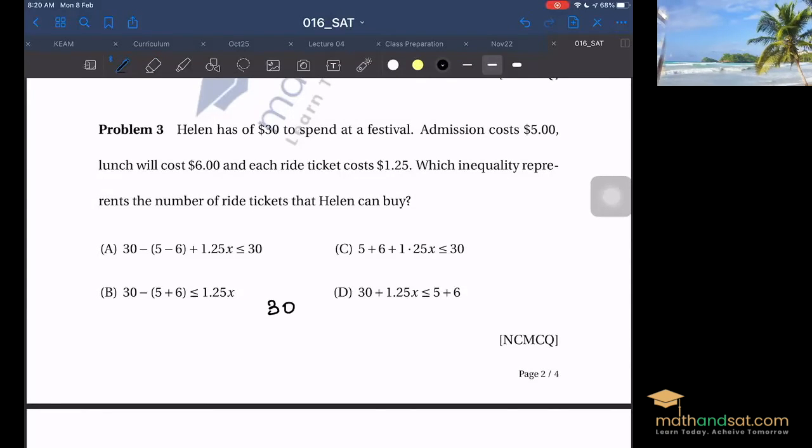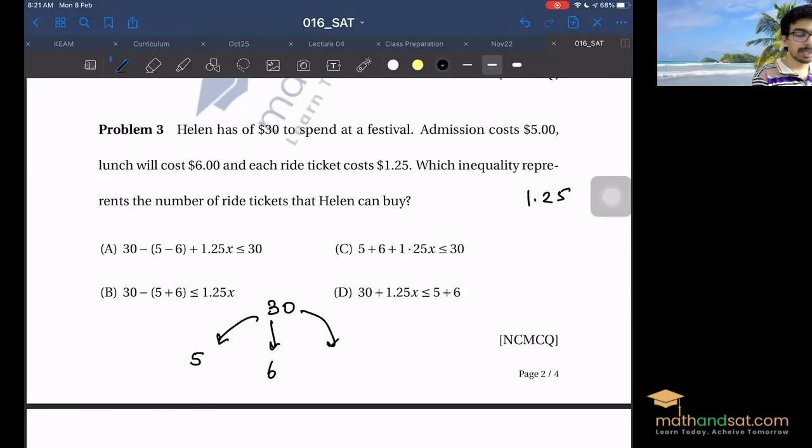30. Okay, how will this go? This will go to admission as $5. For lunch, it will be $6. And when you look at the options, the variable is x. So if x represents the number of ride tickets, and each ride ticket costs $1.25. So one ride will cost $1.25.